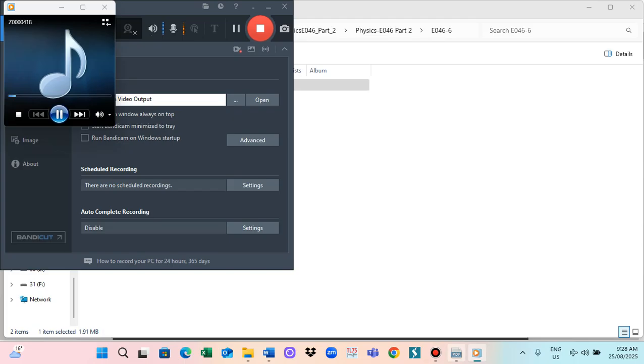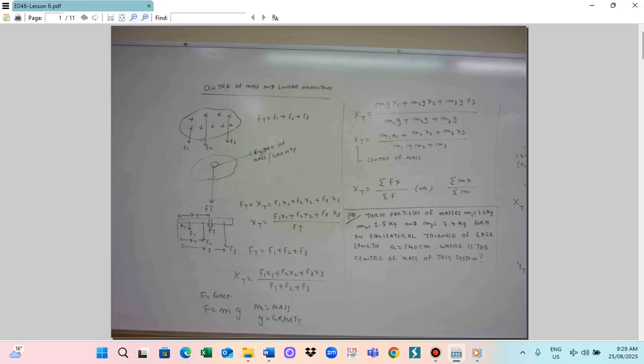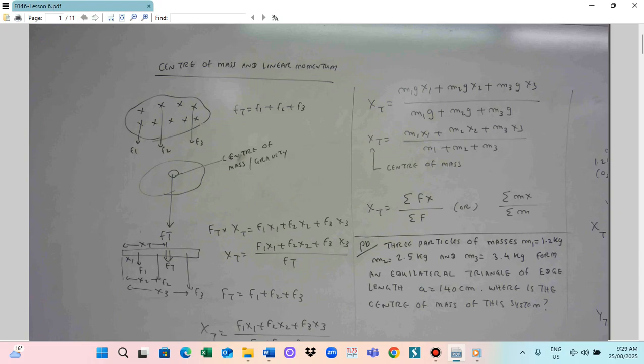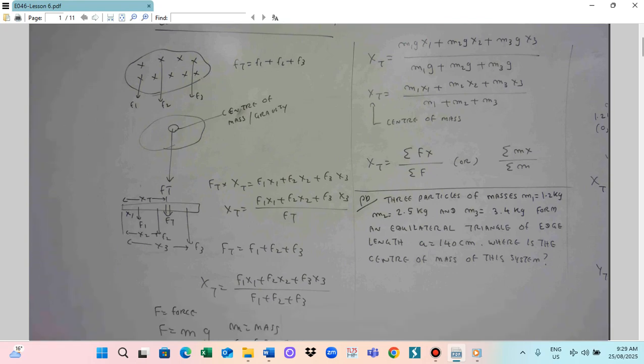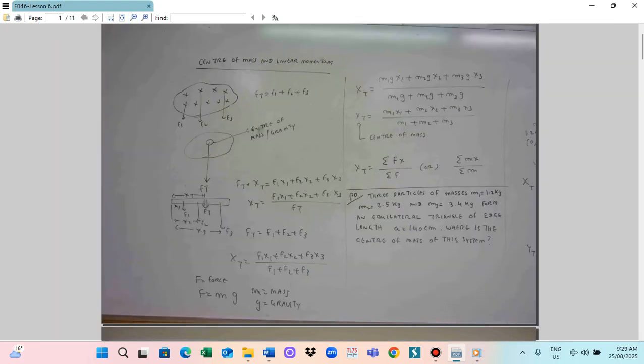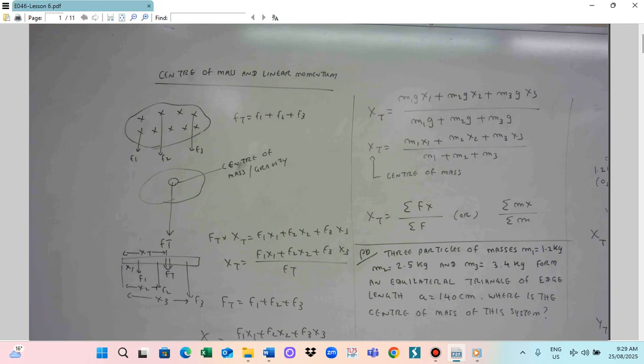Linear momentum. All the material has mass. The center of mass is where all the particles' weights are collected at one point. So then we find the center of mass. The center of mass here concerns the momentum of many particles.